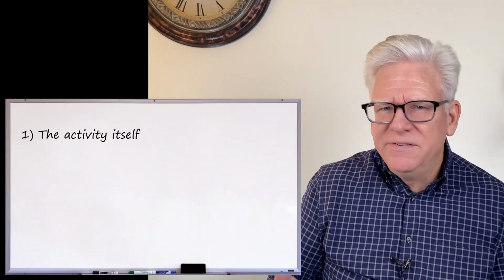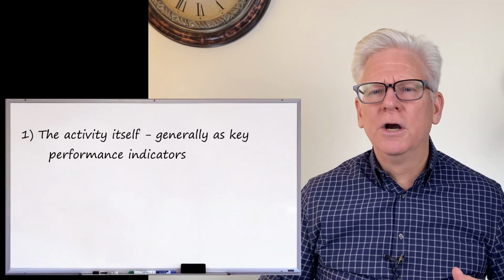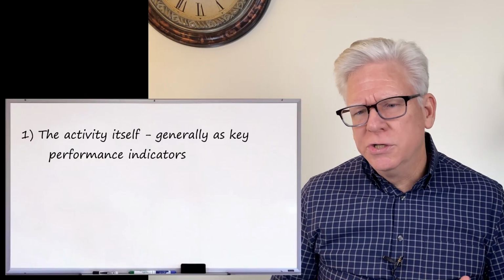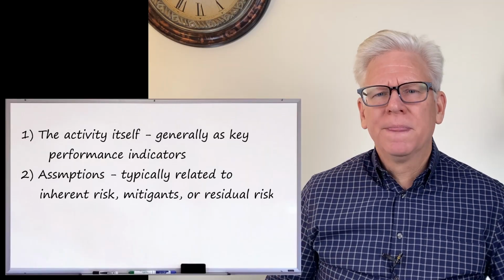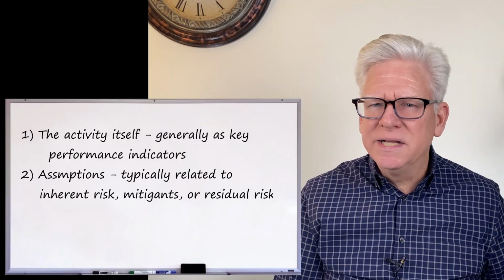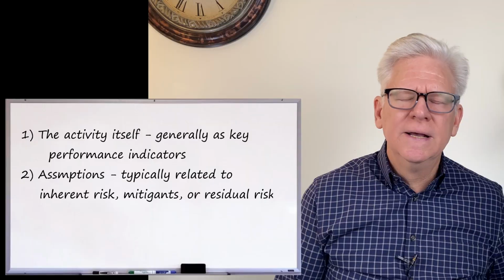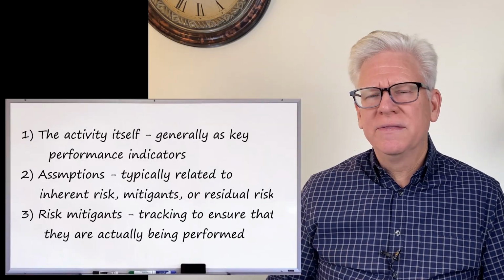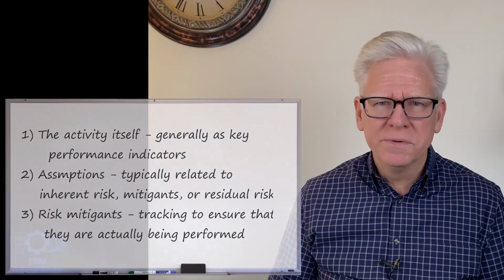Now, for operations, metrics are going to be derived generally from one of a couple of areas. Number one, the activity itself. This obviously will largely represent some sort of performance indicator. Two, related assumptions. These could be either tied to the inherent risk, related to mitigants, or even residual risk. And three, risk mitigants, and the tracking to ensure that they are in fact being performed.